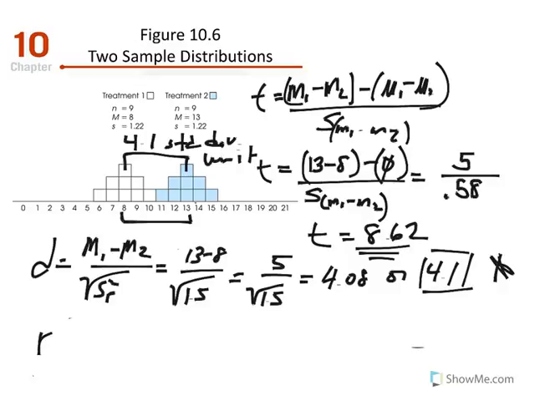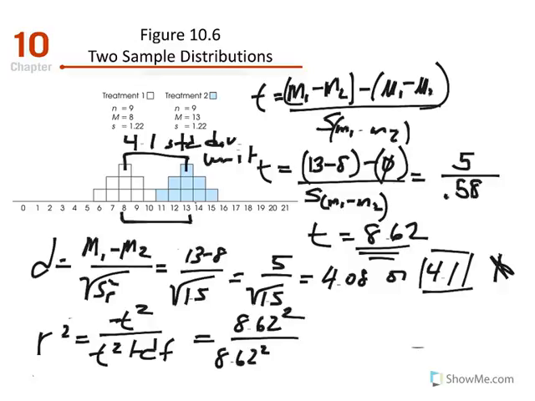Our next statistic is r squared, and that's equal to t squared over t squared plus degrees of freedom. Our t-statistic is 8.62. We're going to square that. 8.62 squared added to degrees of freedom, which for this case is equal to 16. So in our calculators, square 8.62, and that gives us 74.3044 over 74.3044 added to 16, and that gives us 90.3044.